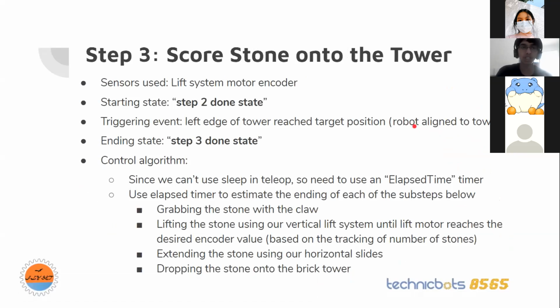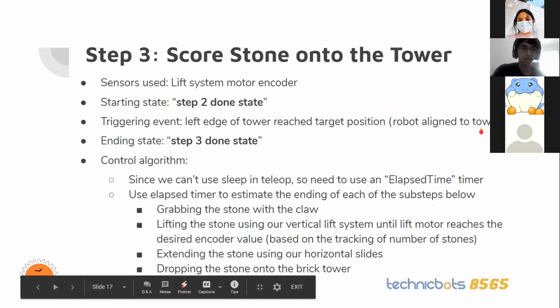So step 3, we used a lift system and motor encoders, and the starting state was a step 2 done state, and the triggering event was the left edge of the tower reaching a targeted position, meaning that the robot was aligned to the tower, and then the end state was the step 3 done state.